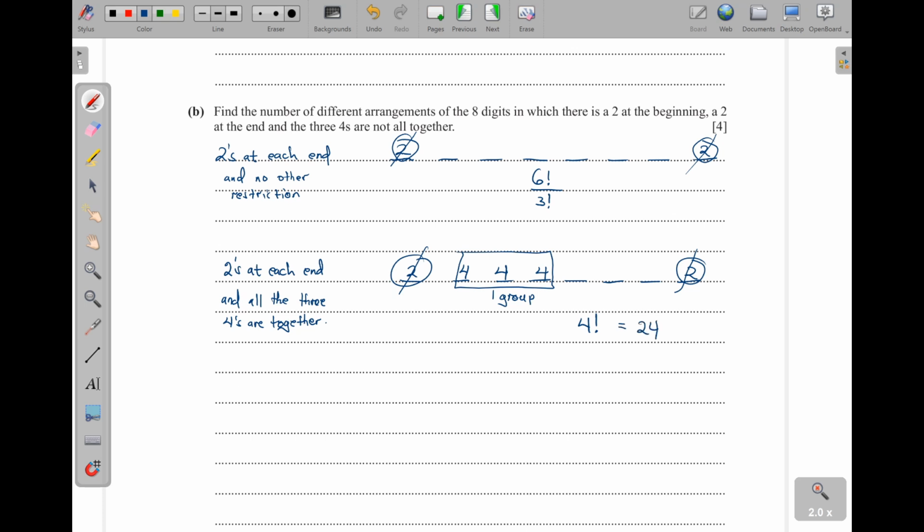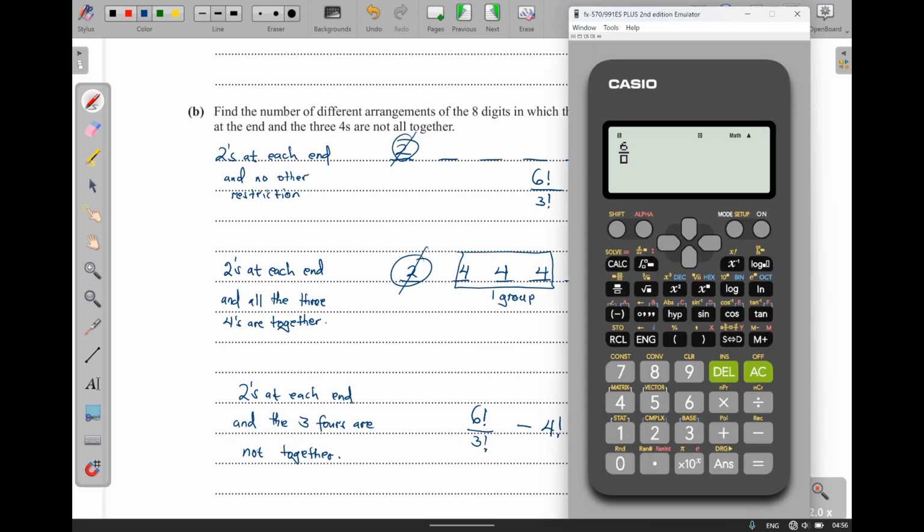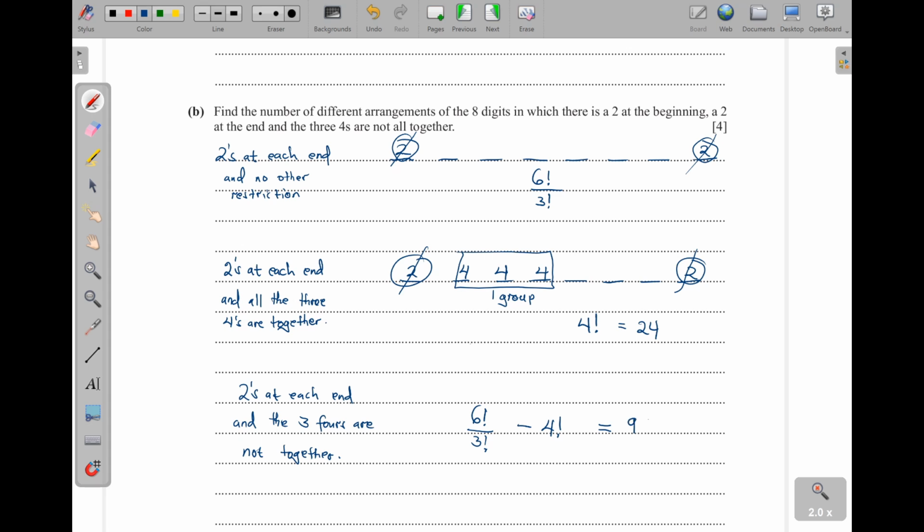Now that means that the 2's at each end, and the 3 4's are not together. I'll consider my sample space when the 2's are at each end and no other restriction. Then I subtract when the 4's are all together. So what do we get here? We shall get 6 factorial over 3 factorial, then minus 4 factorial. It gives us 96. So the answer is 96.